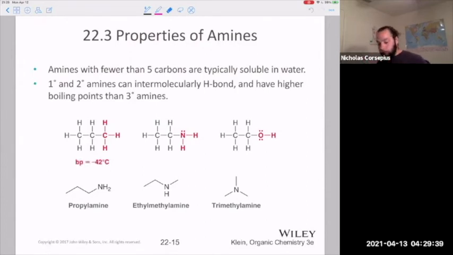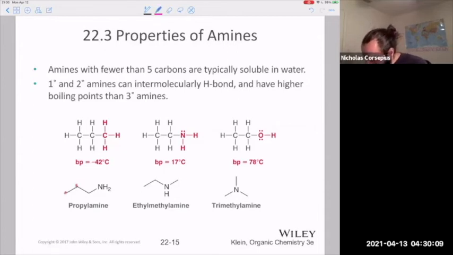So the boiling point of propane is -42 because there's no hydrogen bonding going on. When we get to a similar molecular weight amine, the boiling point increases quite a bit, but not as high as an alcohol. Okay, so bottom line that I'm trying to hammer home: amines hydrogen bond, but not as great as alcohols. So because of that, now let's compare primary, secondary, and tertiary amines.